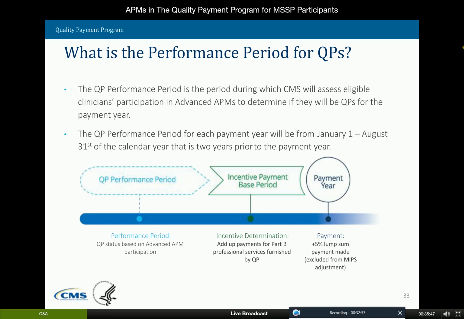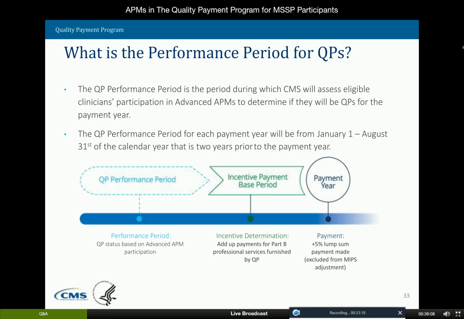So if you're in tracks 2 and 3, then you're in an advanced APM, and we use the data from this period to determine that threshold score and whether or not you are a qualifying APM participant. Then the next step is, for those QPs, we calculate how much their incentive payment will be.